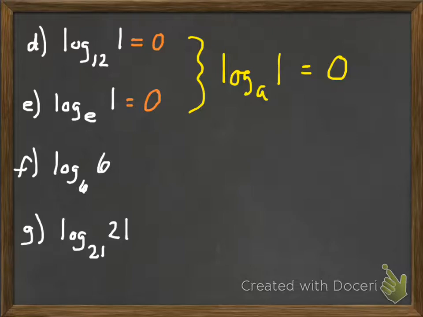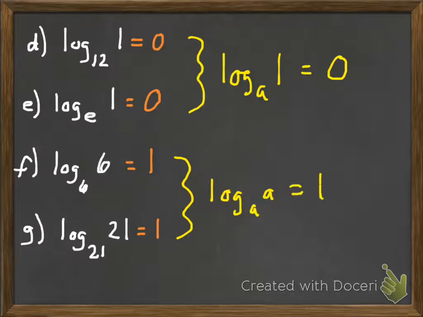Now a similar pattern occurred with the bottom two logarithms. In part F, I want to know what power of 6 would give you 6. Well, that's 1. Log base 6 of 6 is 1. What power of 21 will give you 21? Well, that's the first power, because any number to the first power gives you that same number, right? So another property for logarithms, and I hope that you're writing down all these properties, is that if you ever take the logarithm base A of A, it's always going to be equal to 1. Alright, let's move on.